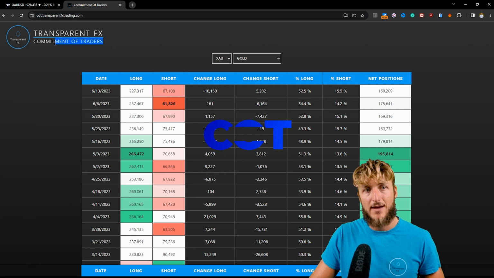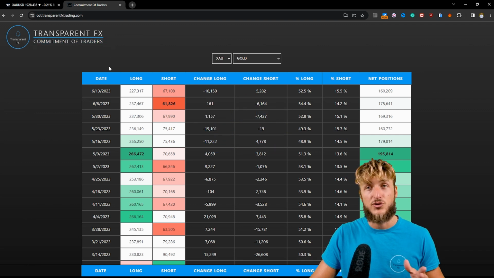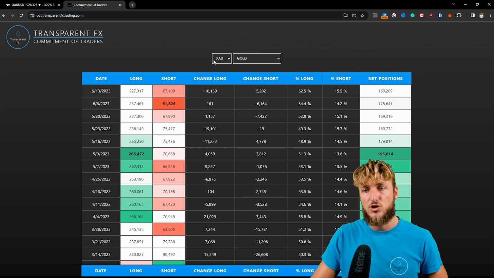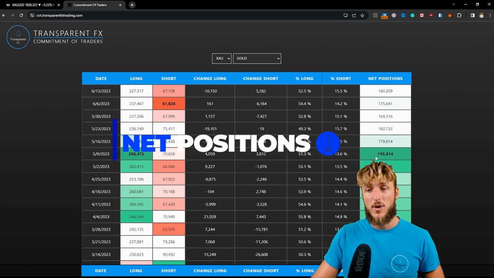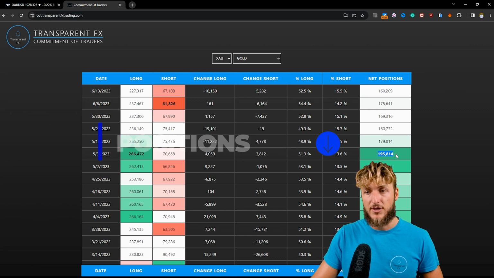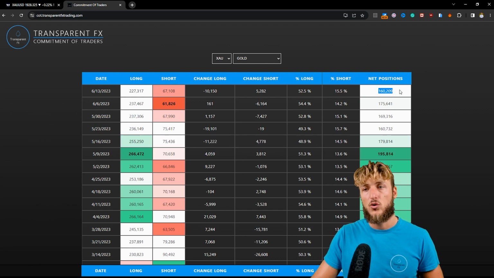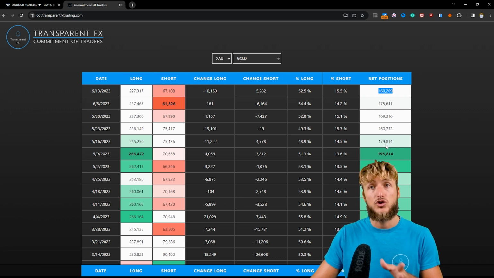Now, if we go and see what we have when it comes to the commitment of traders, so the COT data, which is what the non-commercials, so the biggest speculators in the market are doing, which are essentially hedge funds, so the big players in the market, and we check the data precisely for gold, what we can see is that with the last reports, net positions have been decreased. We went from having 195k net positions all the way down to having only 160k net positions.